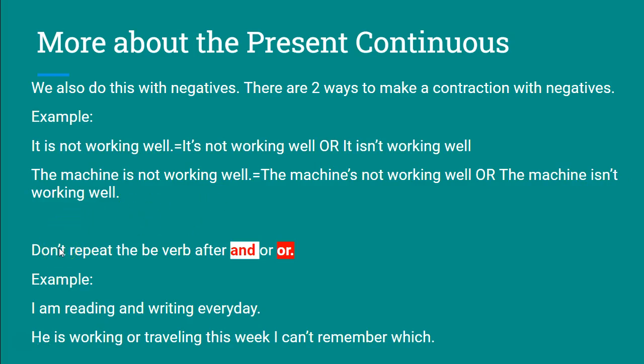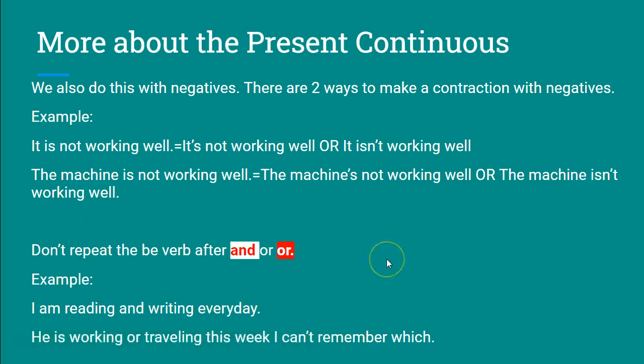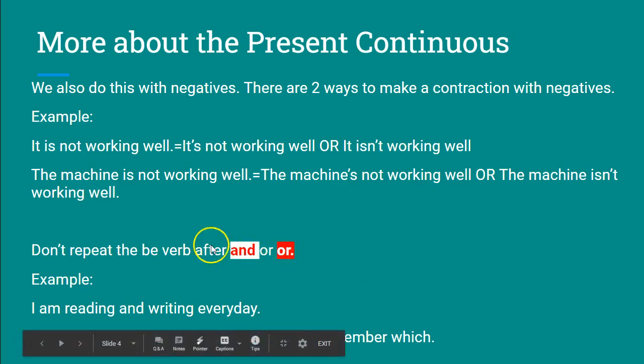When you have a sentence that has two ing verbs, you don't have to repeat the be verb after and or. For example, I am reading and writing every day. So here we don't repeat the be verb again.